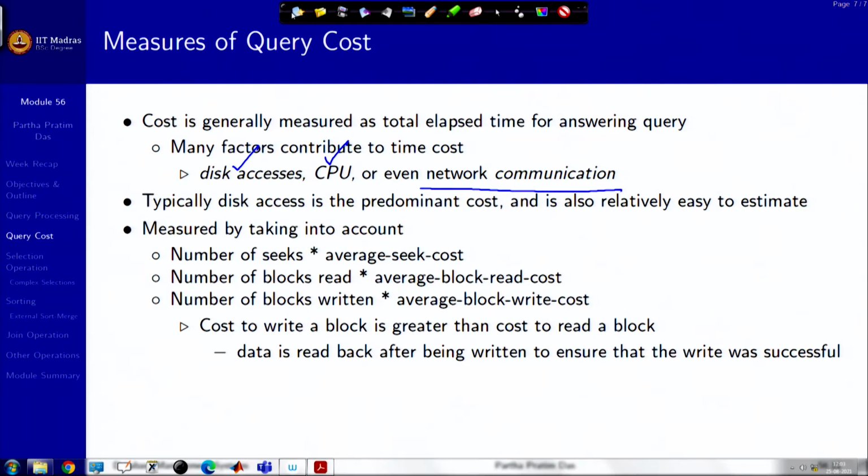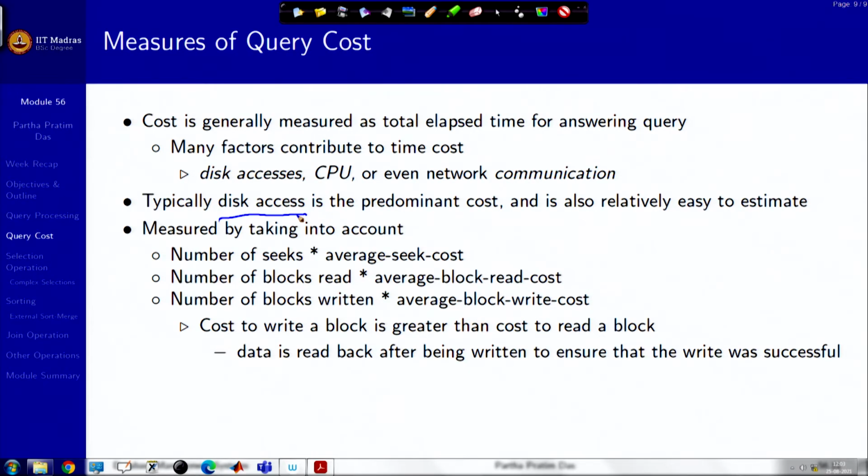Out of these, typically the CPU cost often turns out to be relatively small, though we will have to consider it in places. For our current discussion, we will ignore communication cost, assuming that they are on a hot bus where communication has no overhead. So, disk access is the predominant cost that we are going to consider here.